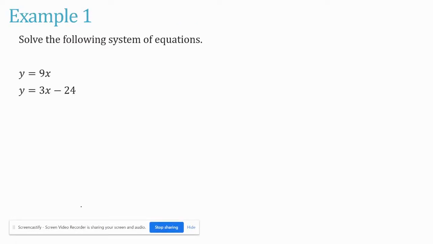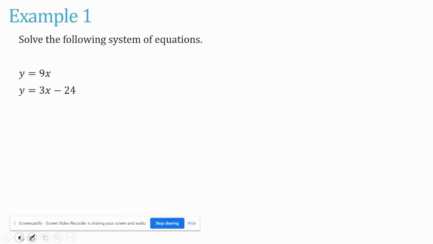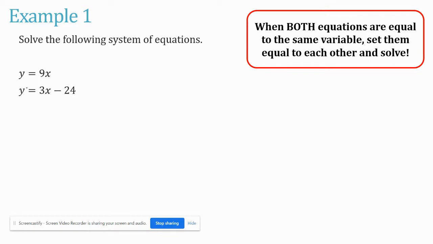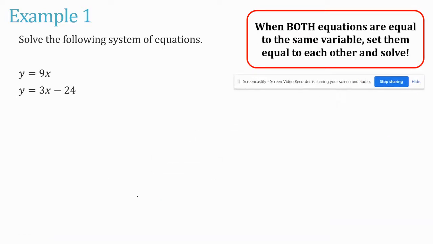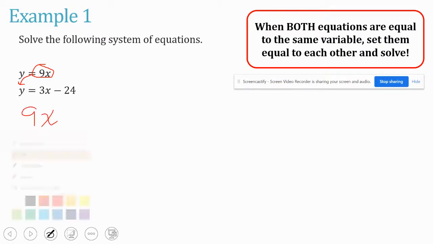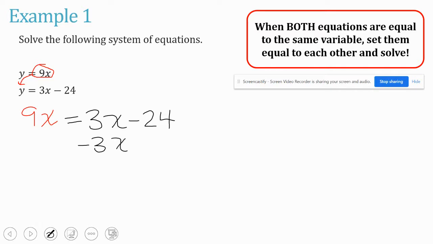Okay, solve the following system of equations. We have y equals 9x, y equals 3x minus 24. If you're on Delta Math today, this is the majority of what you're going to see. So remember, when both equations are equal to the same variable, so in this case it's still y, set them equal to each other and solve. So we're going to be basically substituting this 9x in for this y. So we're going to get 9x equals 3x minus 24. I'm going to solve by subtracting the 3x on both sides.